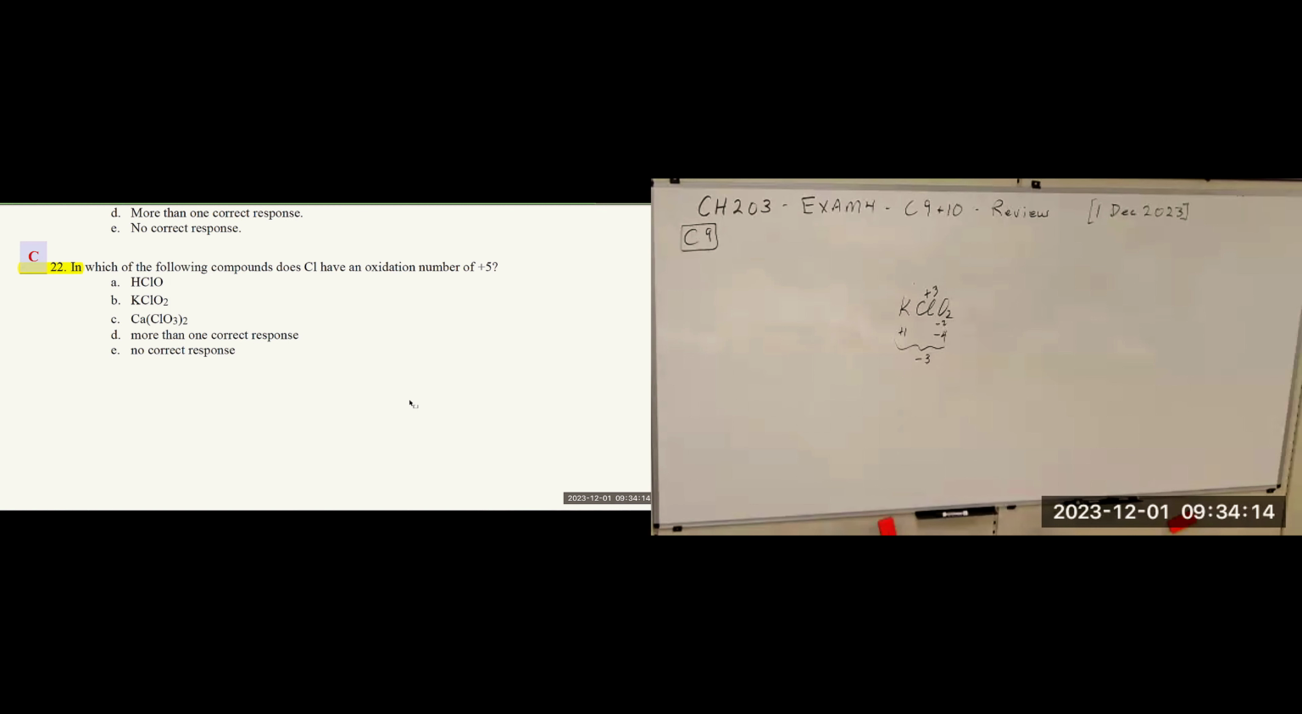Why did I write +5 there? No, that's wrong. That should be a +3. Yeah, I know what I did. I counted -4 for the oxygens, and I counted the potassium as a minus. That made a -5 chlorine. Yeah, that was my mistake. Right, C is the only answer for that one. Apologize.